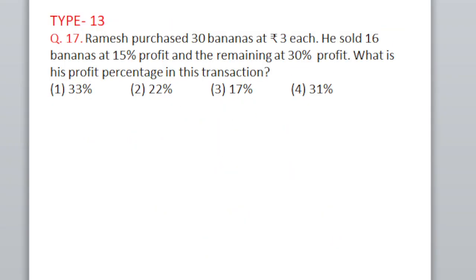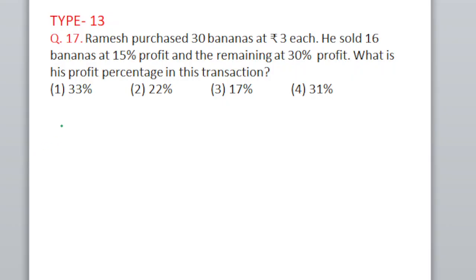That is type 13, question number 17. Once again, I will solve this question using two different methods. First is the general method. Next, there is a formula for this. Ramesh purchased 30 bananas at rupees 3 each. He sold 16 bananas at 15% profit and the remaining at 30% profit. What is his profit percentage in this transaction?